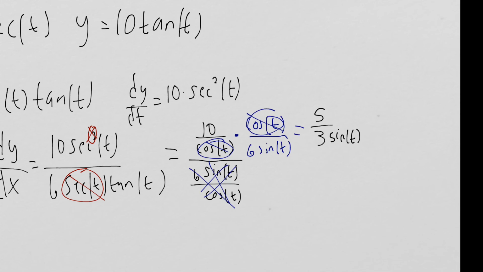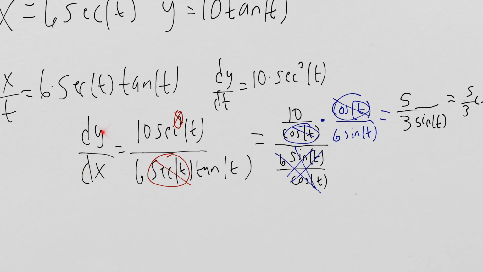And then sine is the reciprocal of cosecant. So if we want to clean this up a little bit, we could say this is 5/3 cosecant t. And that is our dy/dx with respect to time.